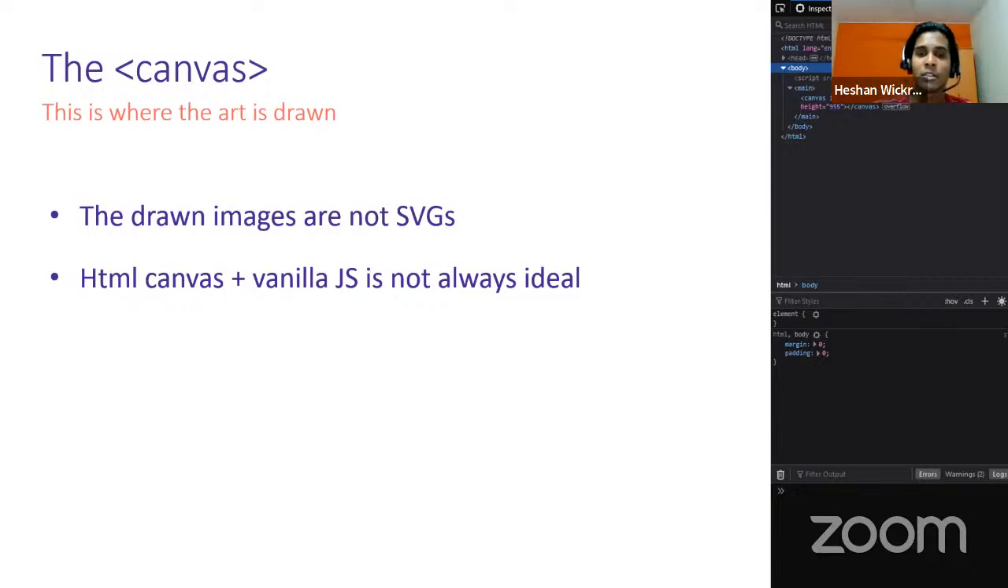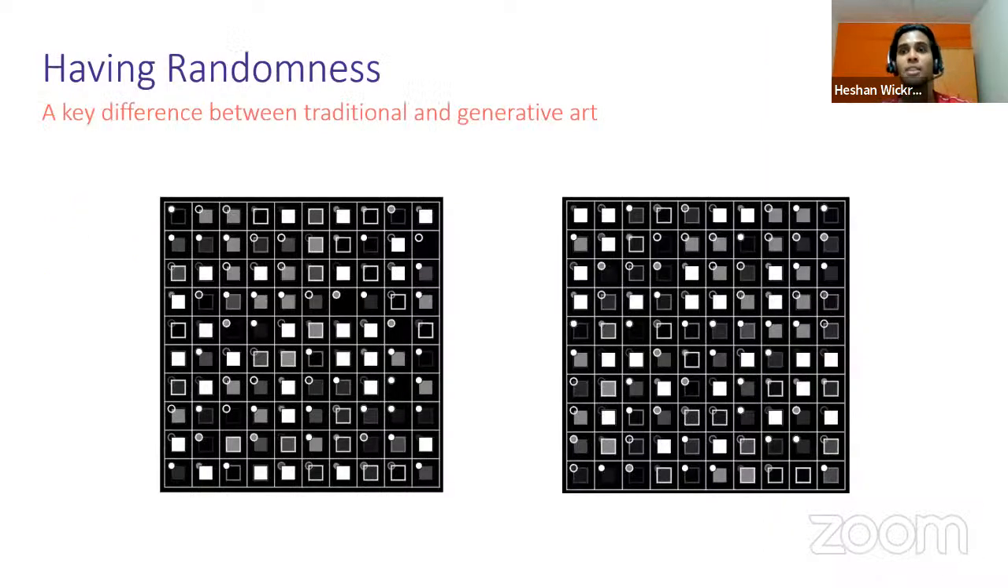Another reason for creative coding is to have randomness. This is a key difference between traditional and generative art. So I just added a small project that I did. These two images look similar, right? But they're not, since the right one is completely different from the one that you see on the left.